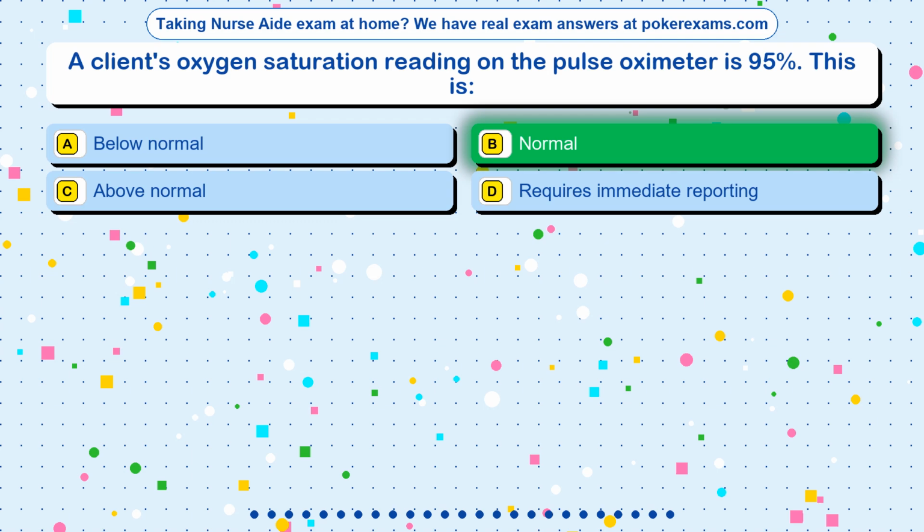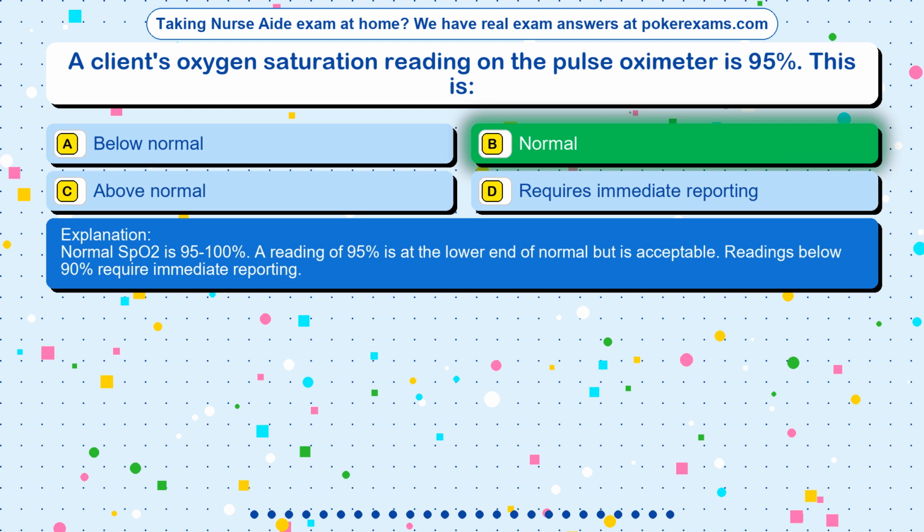The correct answer is option B, normal. Normal SpO2 is 95 to 100%. A reading of 95% is at the lower end of normal but is acceptable. Readings below 90% require immediate reporting.